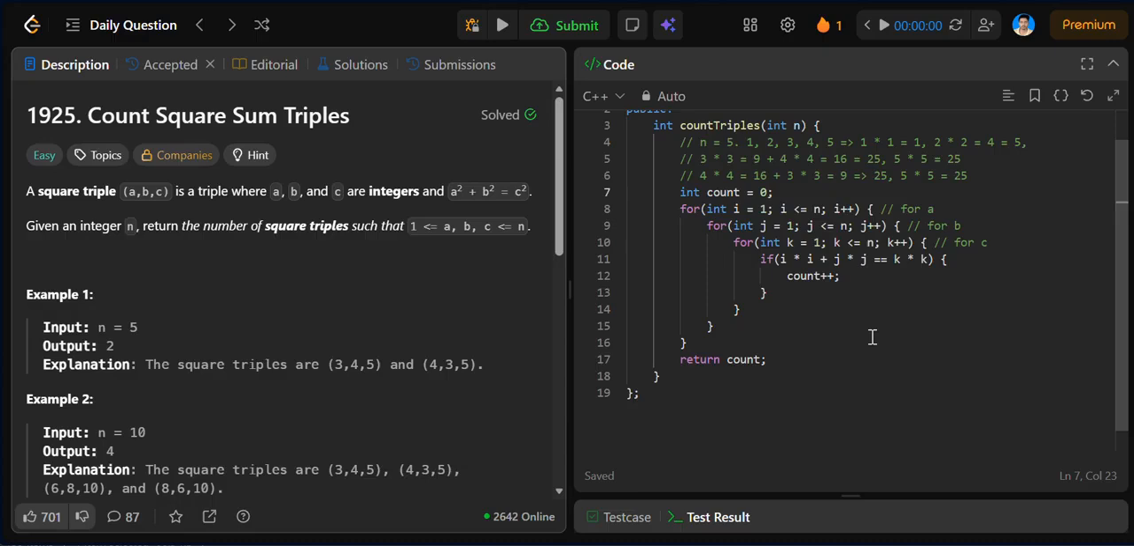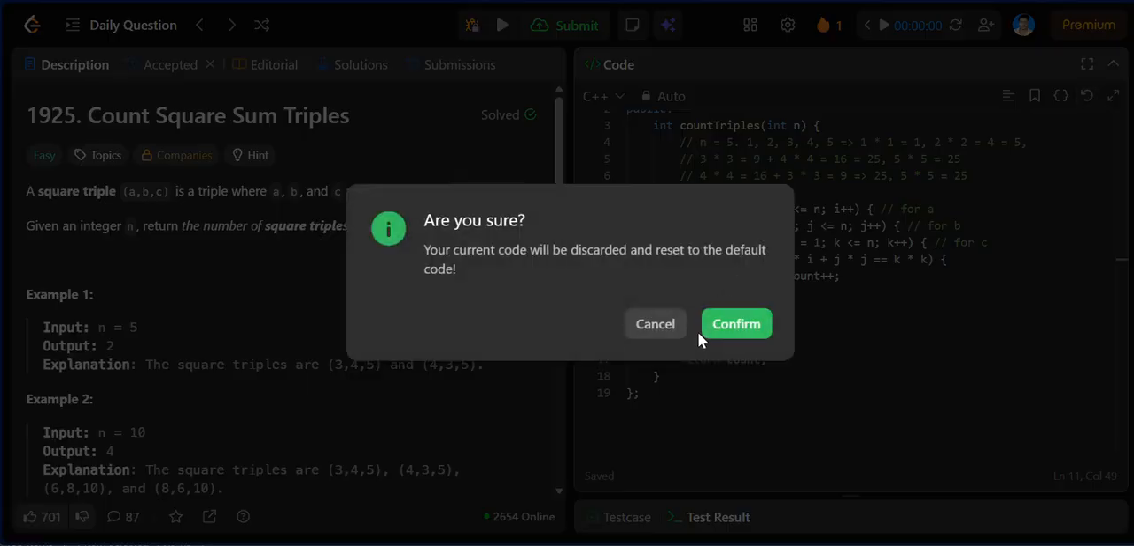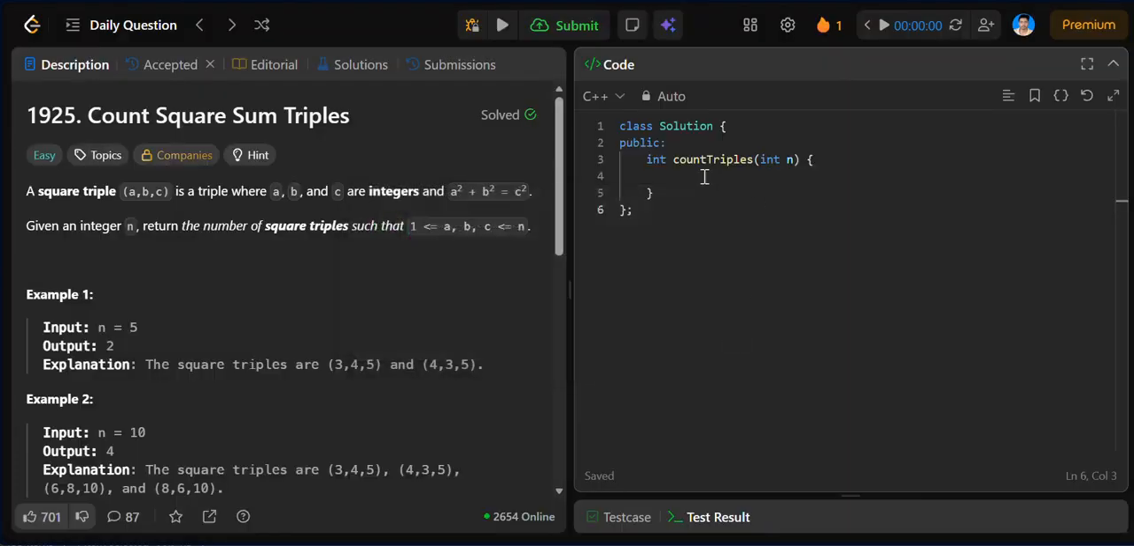Yes, we can optimize. No need to write all this, no need to write the three loops. We can solve the same problem using two loops. How? So we'll see how.